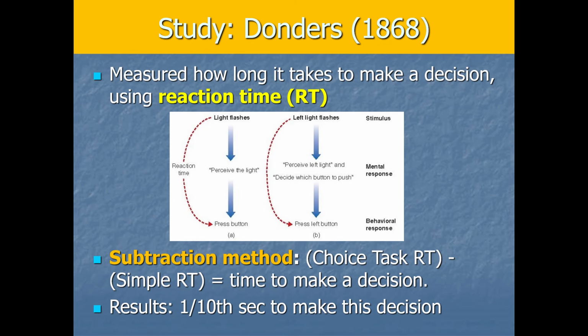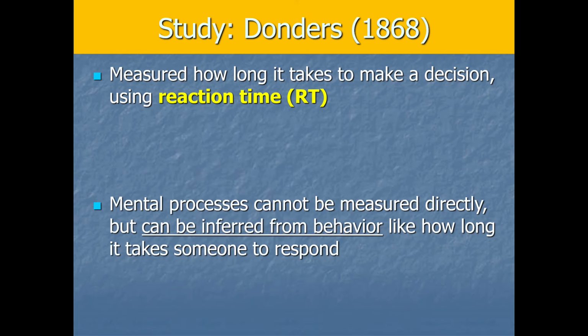He measured an internal mental process by cleverly designing this simple experiment and measuring something as simple as reaction time. And in doing so, he actually overturned the commonly held belief at the time that decision-making was instantaneous. No, it's a process. It takes time. There's something going on in there, and we can learn about it or infer it from things like behavior. So a takeaway from his study might be that mental processes can't be measured directly. That's true, but they can be inferred from our behavior, like how long it takes someone to respond, or how many mistakes they make, or when and where they make the mistakes they do, and so on.